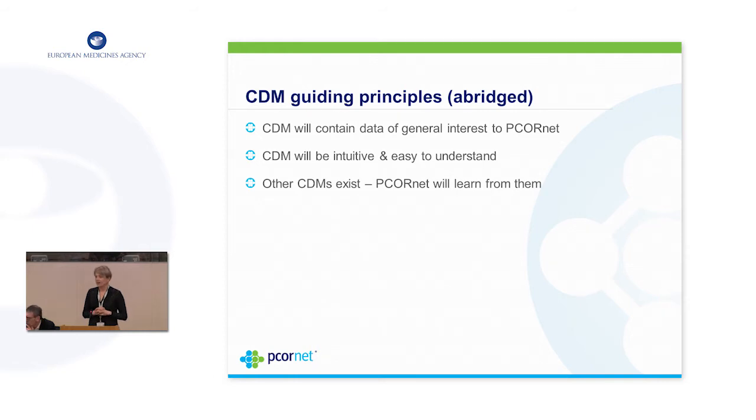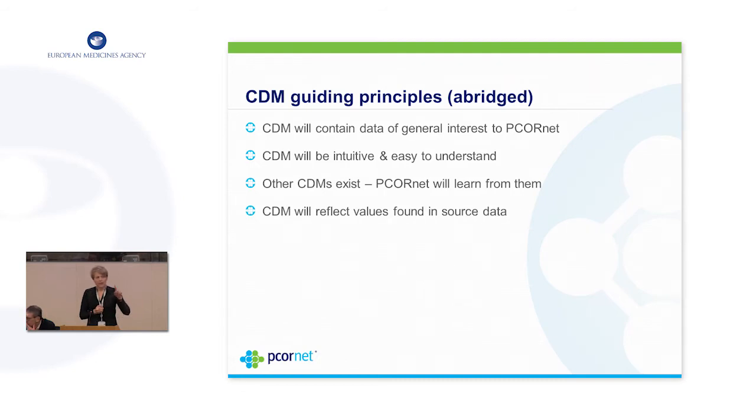We recognized that other common data models exist and promised to learn from them, learn from what they had done well, learn from where they maybe had some missteps or where they'd faced some barriers. So we explicitly brought Sentinel and OMOP and i2b2 to the table and said, okay, given what we're trying to do, where do we pull from? How do we do this?